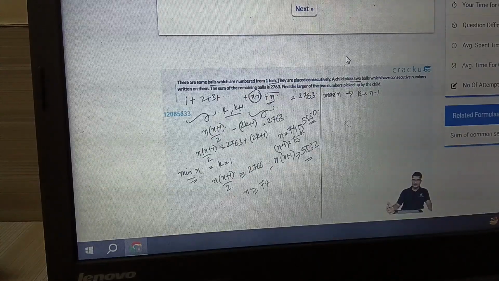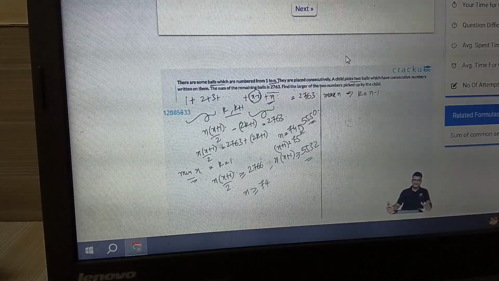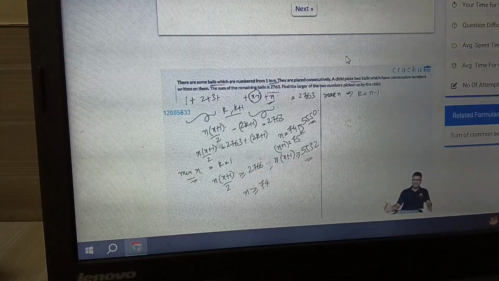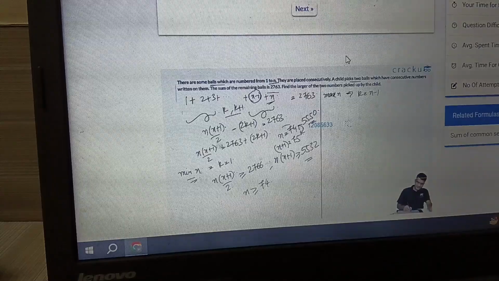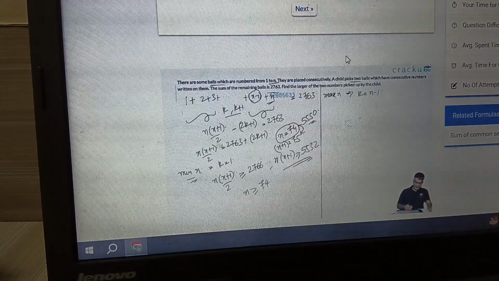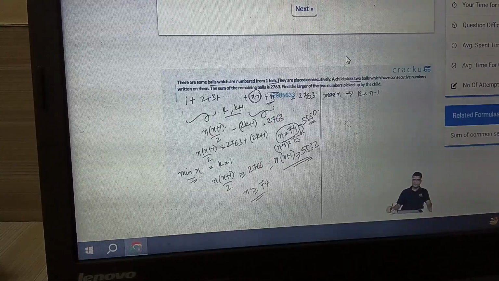You can put n is equal to 80. 80 into 81 will be around 6400. So now you know that it has to lie between 70 and 80, and you can keep checking until you find out that the smallest value of n for which this inequality is satisfied is 74. So the value of n has to be greater than or equal to 74.